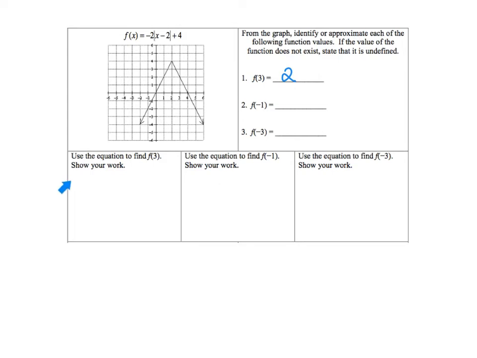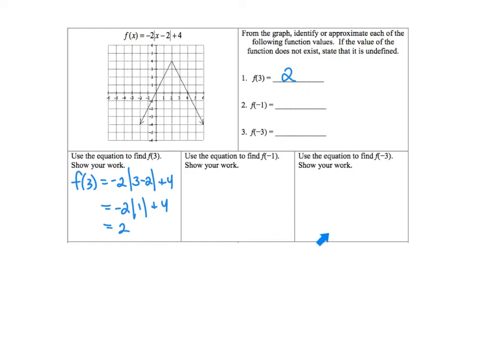Now we're going to look at this section. It says use the equation to find f of 3. So now I'm going to plug in. F of 3 is equal to negative 2 times the absolute value of 3 minus 2 plus 4. So negative 2 times the absolute value of 1 plus 4, that becomes negative 2 plus 4, or 2. And notice we got the same value. That's not a coincidence. It's just really lucky that that happens to be an exact place that my graph crosses.